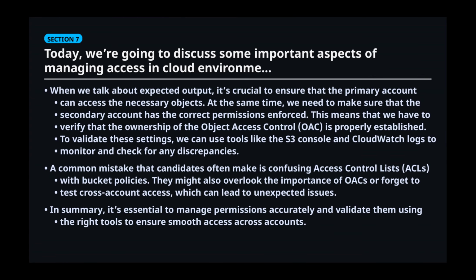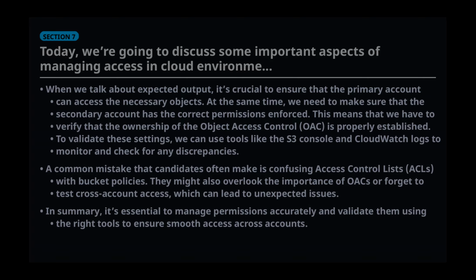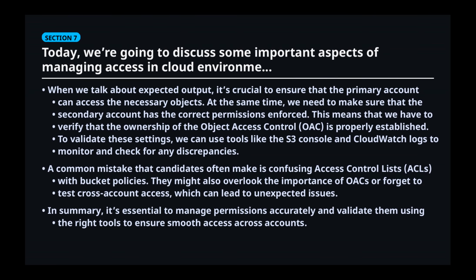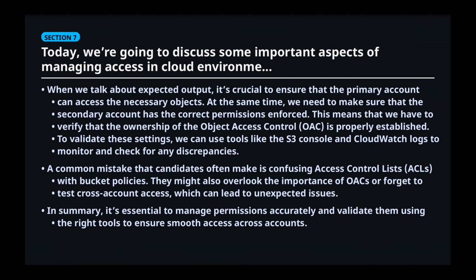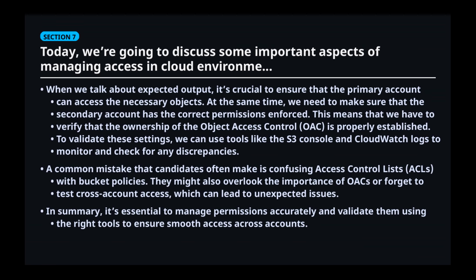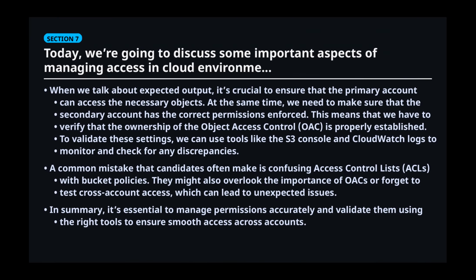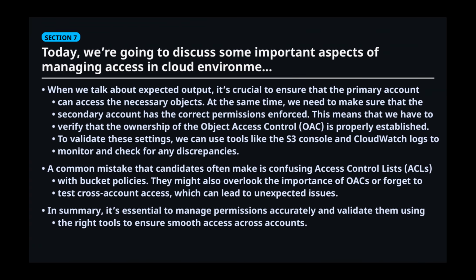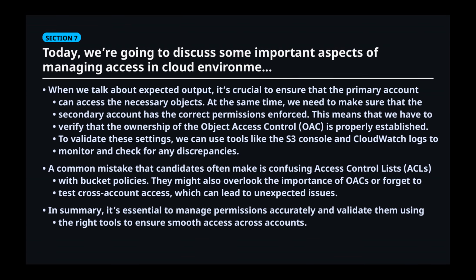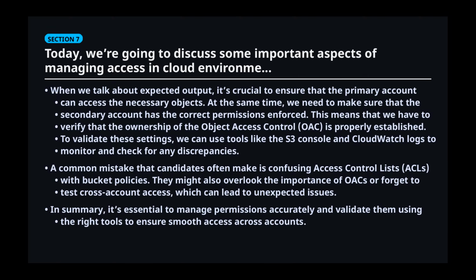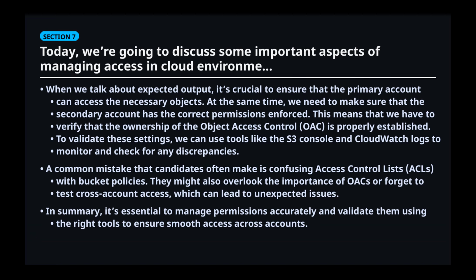When we talk about expected output, it's crucial to ensure that the primary account can access the necessary objects. At the same time, we need to make sure that the secondary account has the correct permissions enforced. This means that we have to verify that the ownership of the Object Access Control (OAC) is properly established. To validate these settings, we can use tools like the S3 console and CloudWatch logs to monitor and check for any discrepancies.